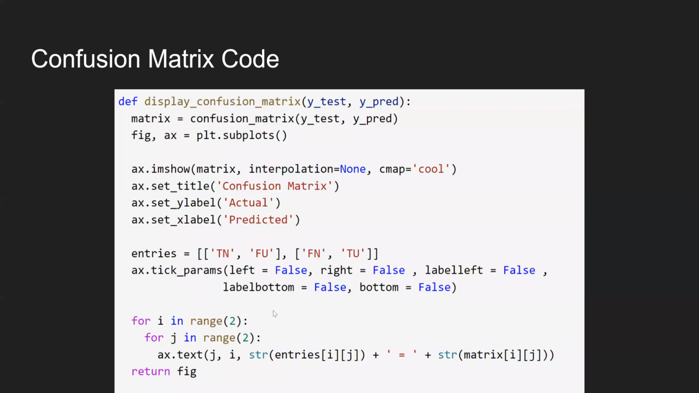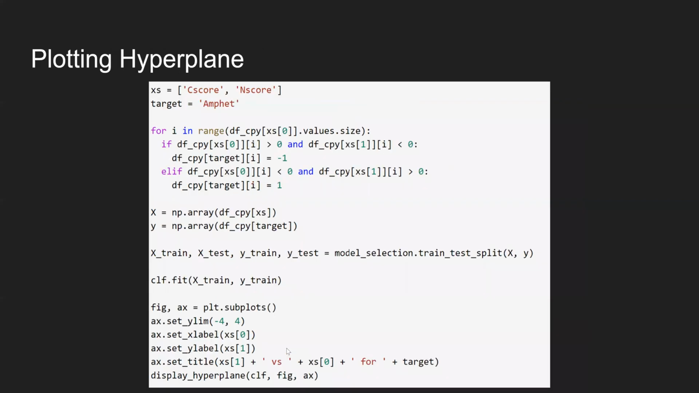And this is just the code for your reference. So you just created a matrix object from getting the confusion matrix from the testing and the prediction data. And these are just plotting the matrix and the entries. These were true non-users, false non-users, and true users. And then we just stuck the entries in as text.